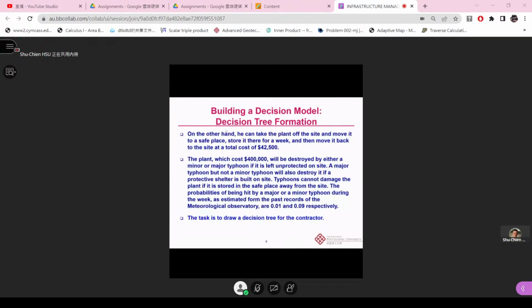On the other hand, he can take the plant off the site and move it to a safe place, store it there for a week, and then move it back to the site at a total cost of 42,500. So you can see that if he decides to do this, this is the associated cost, which is 42,500.